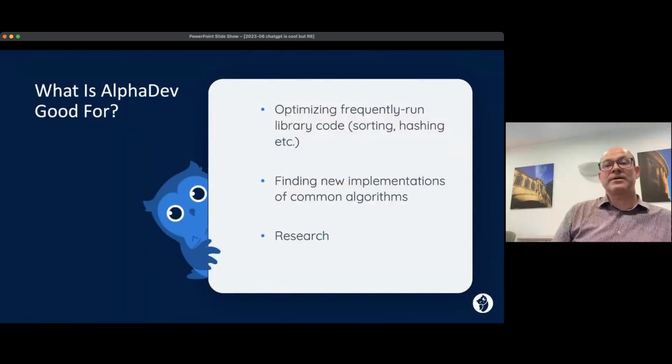It essentially is really good for optimizing frequently run library code. They did a paper in Nature about this. Sorting and hashing is where they got started. They can find essentially new implementations of common algorithms, right? So the machine finds a better way to do things than a human does. And that's also super useful for research.